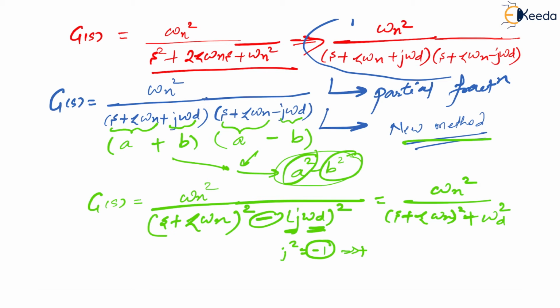Is that correct? Yes. Now let me write this down on another page so that it becomes easy for us. So what do we have now? G of s is equal to omega n squared upon s plus zeta omega n the whole squared plus omega d squared. This is what we have seen now, correct?